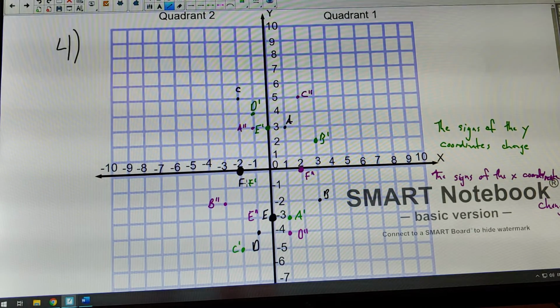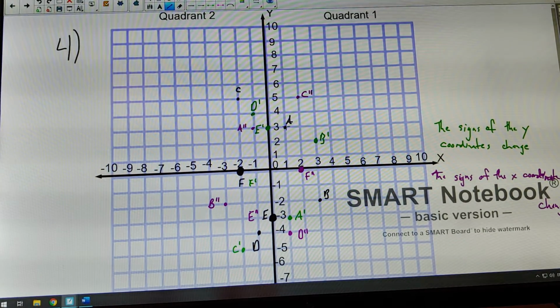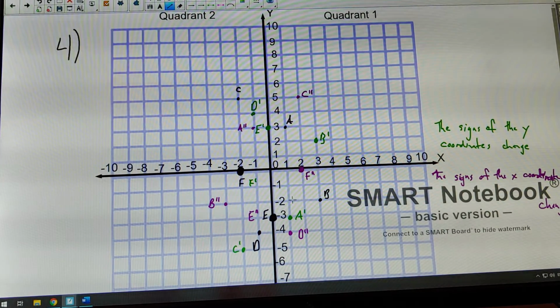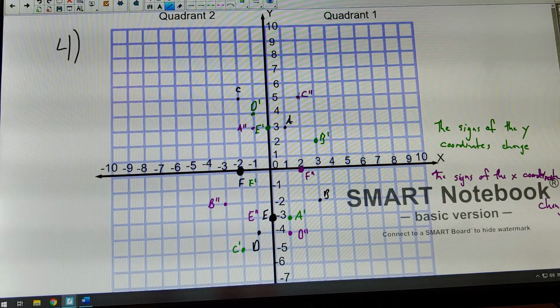Then for B, they said to reflect each of those same points, but now in the y-axis. So this is now our mirror. If this is A, it's 1 spot away from the y-axis, so A double prime is 1 away on the other side. B gets reflected over here. C gets reflected over here.